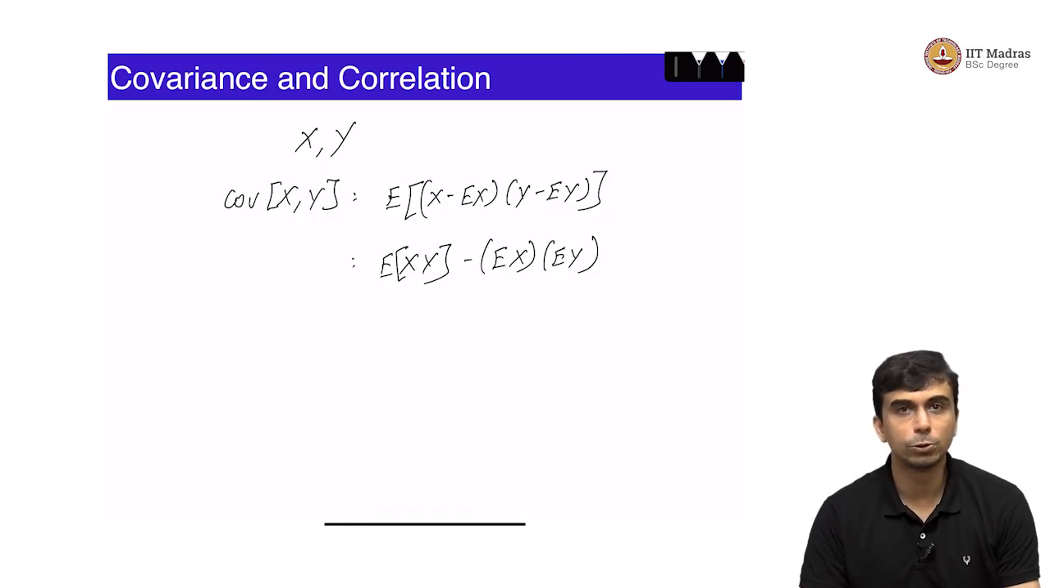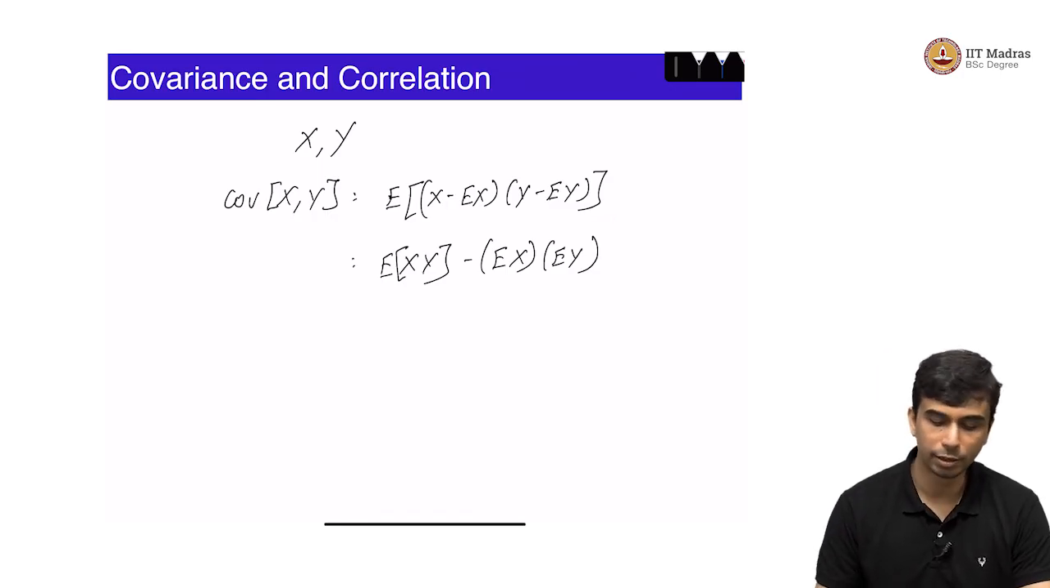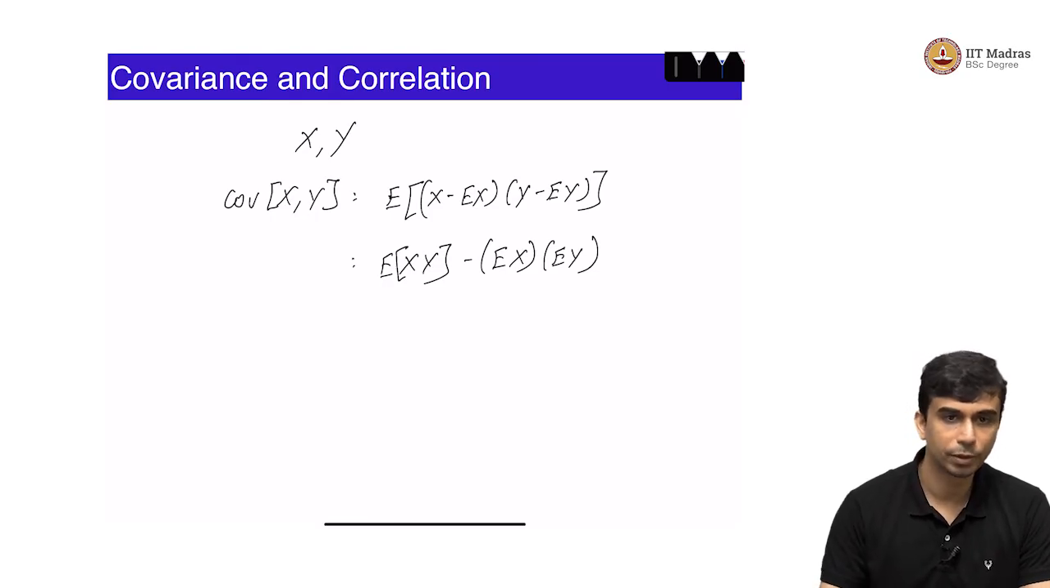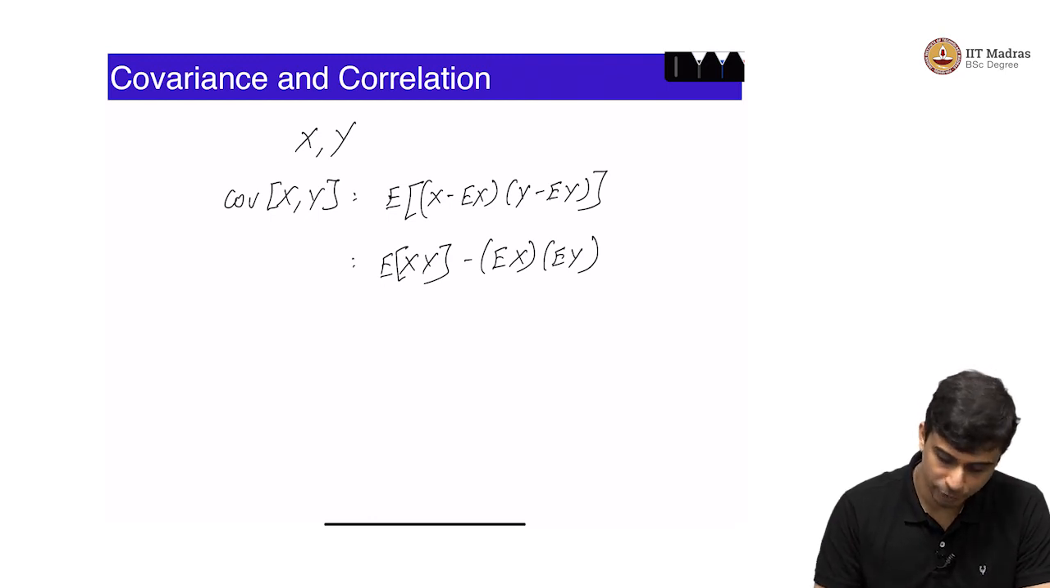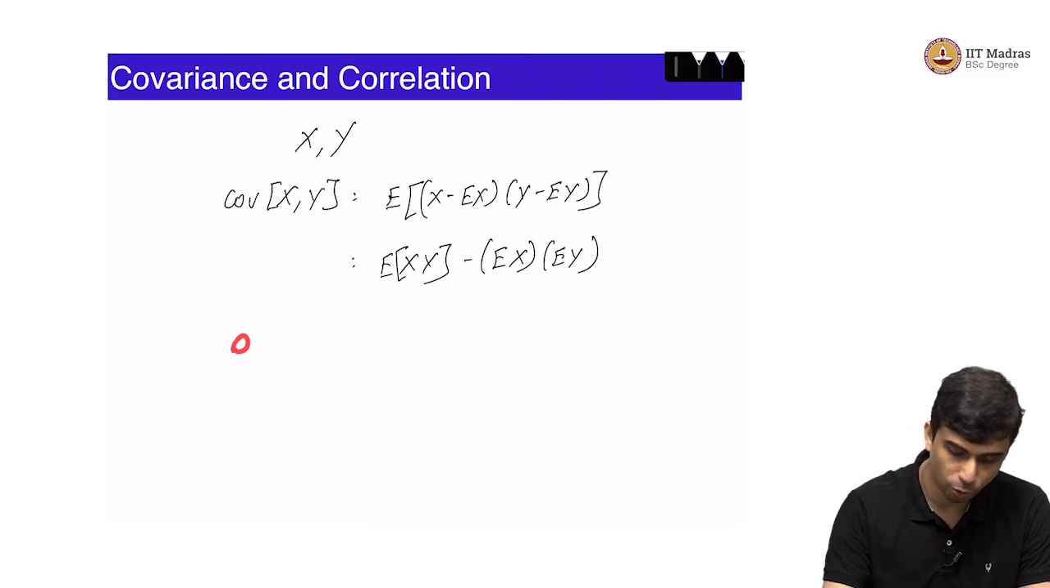This definition applies also for continuous random variables, and it's a very similar object here. Okay. You can also define a related object called the correlation coefficient, which is often simply written as rho of x comma y.